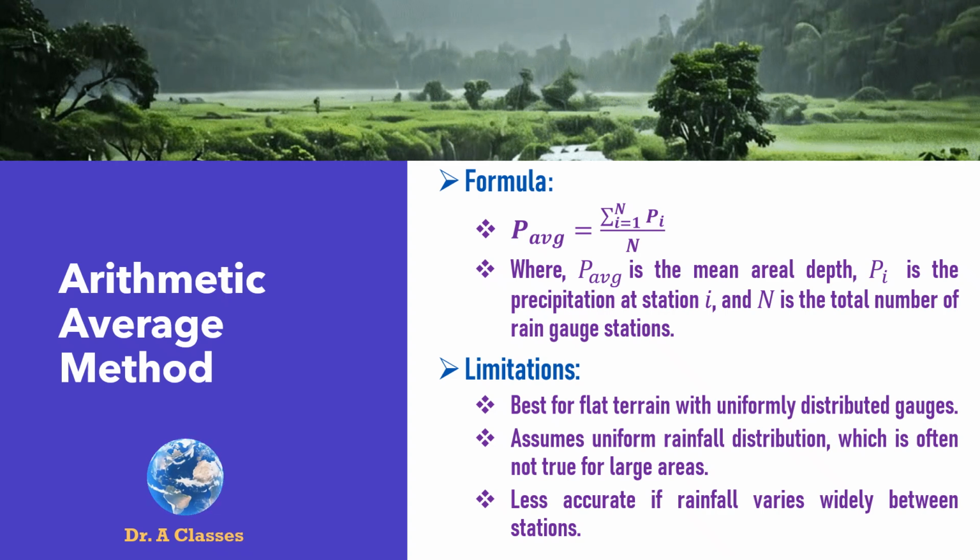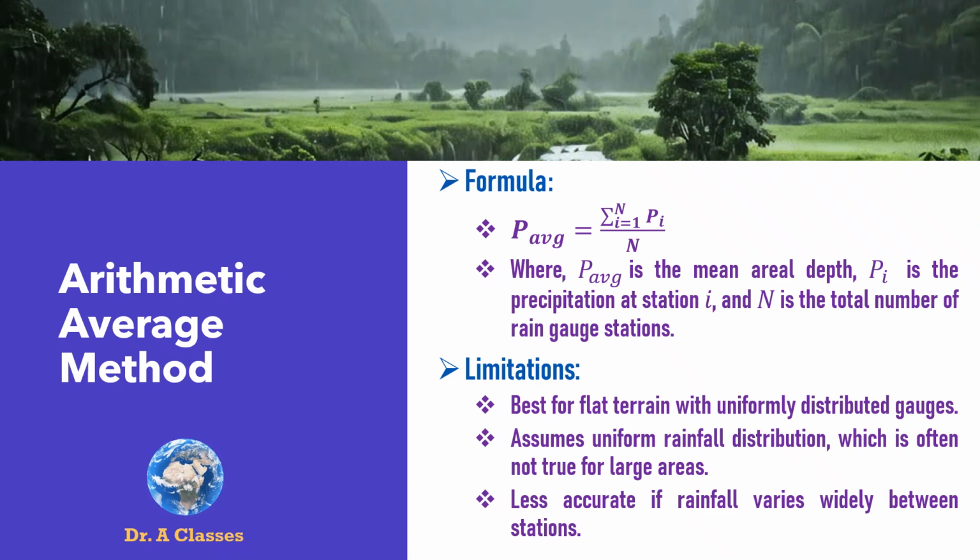The formula is P average equals the sum of precipitation values at all stations from i equals 1 to n, divided by the number of stations n, where P average is the mean areal depth, Pi is the precipitation at station i, and n is the total number of rain gauge stations.